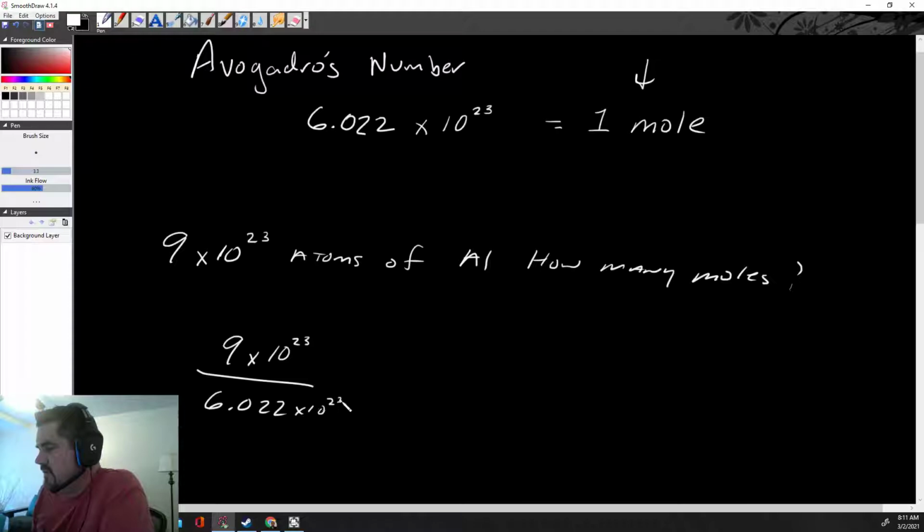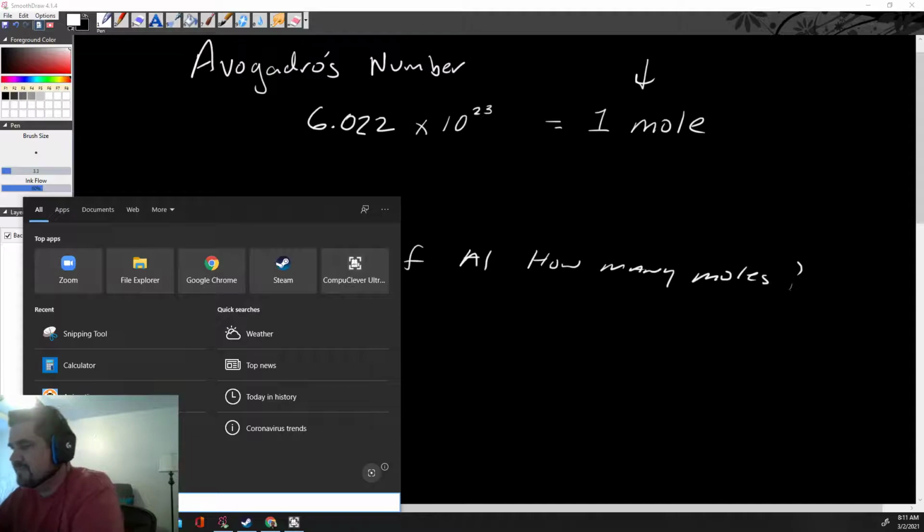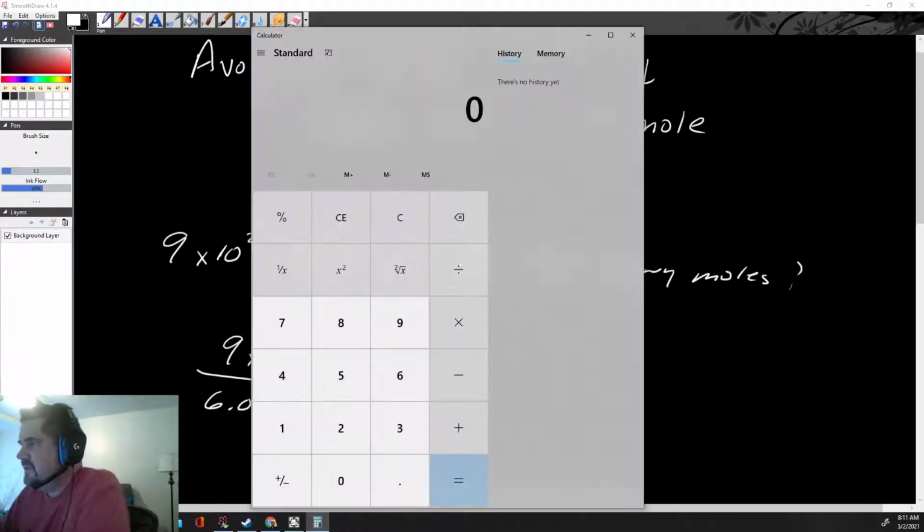Now the cool thing is, in your calculator you can cancel these out. Times 10 to the 23 over times 10 to the 23, and it's just 9 divided by 6, and that's probably the easiest way to do it. Except sometimes they won't be exactly the same, so I should probably show you the long way to do it.